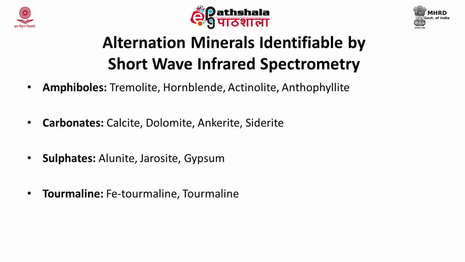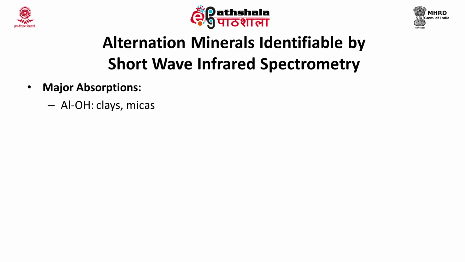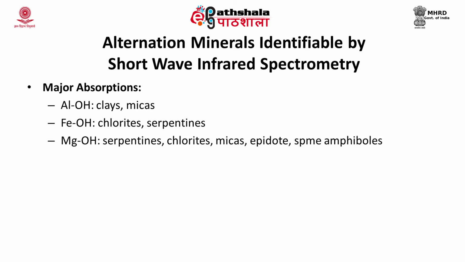So, if you look at tourmaline, Fe tourmaline, other normal tourmaline, you have sulfates, you have alunite, jarosite, gypsum, these are the different sulfate minerals. You can also have different major absorptions, for example, AlOH, that is clay and mica, and you are going to get FeOH or MgOH. These are present in different minerals. So, based on this information also you can identify these minerals, and you can also prepare the mineral resource map of a particular area.